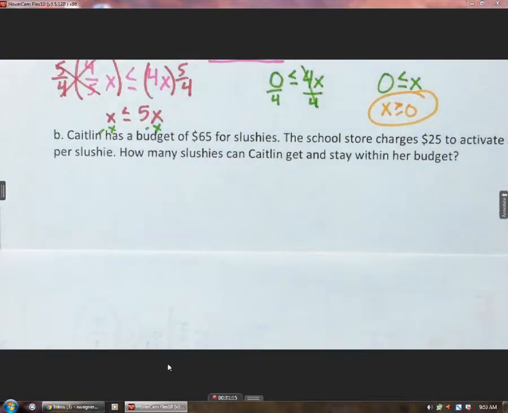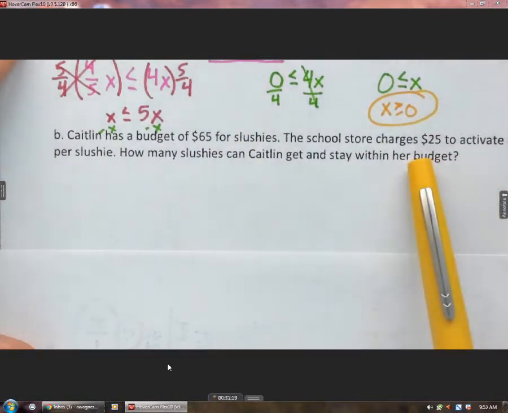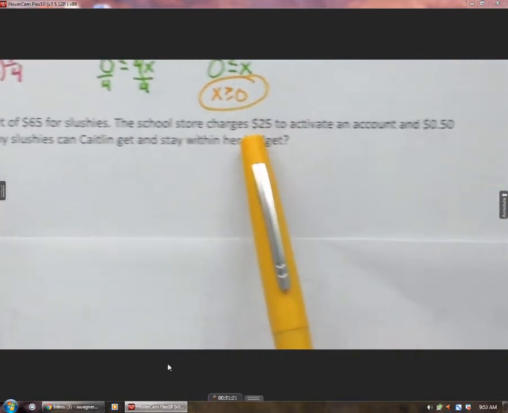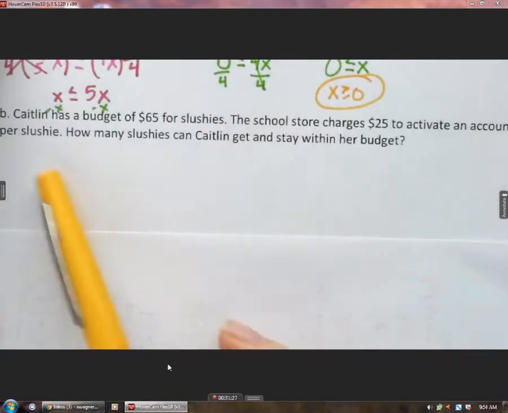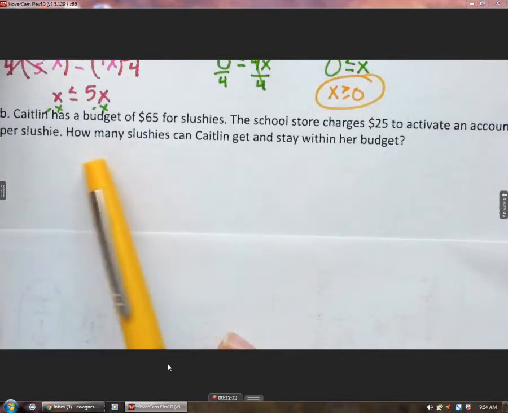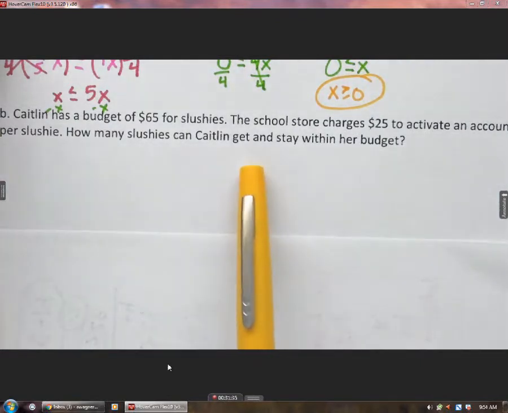Caitlin has a budget of $65 for slushies. The school store charges $25 to activate an account. Good thing our school store doesn't do that. And they charge 50 cents per slushie. How much are our slushies? $1? Wow. How many slushies can Caitlin get and stay within her budget?